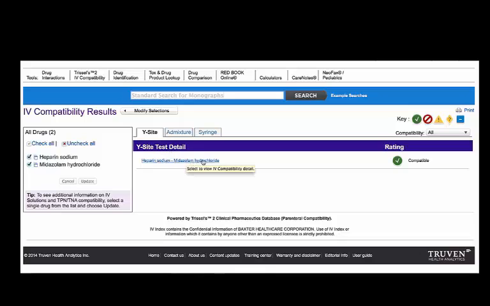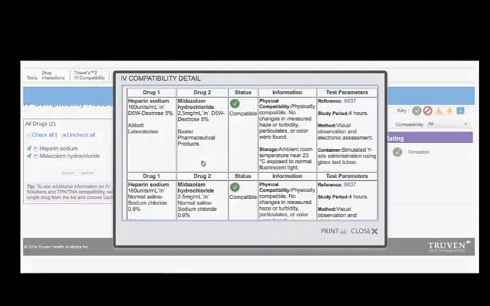What I need to do at a Y site, I need to click on the drug pair to get more information. So I know it's compatible, but I need to check the concentrations to make sure they match what I have. I can see that heparin at 160 units per ml in D5 is compatible with midazolam 2.5 milligram per ml in D5.